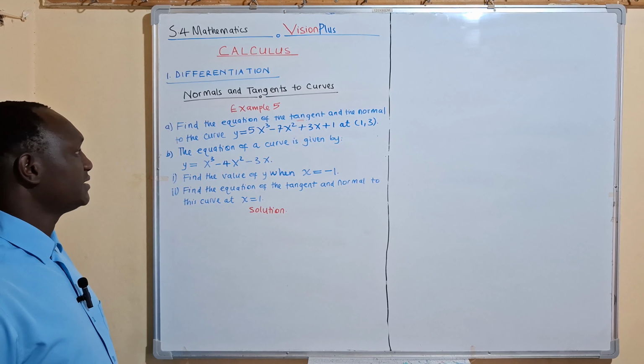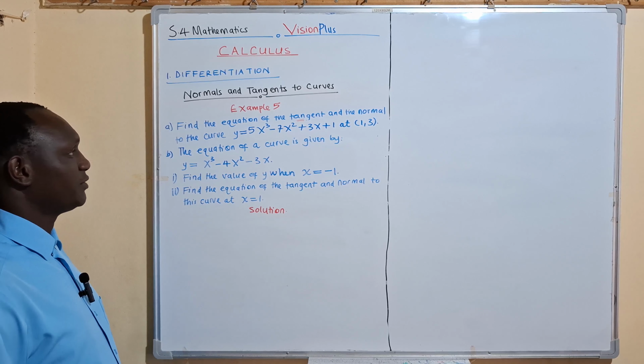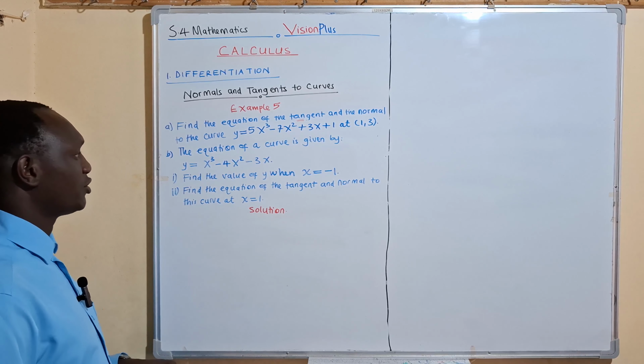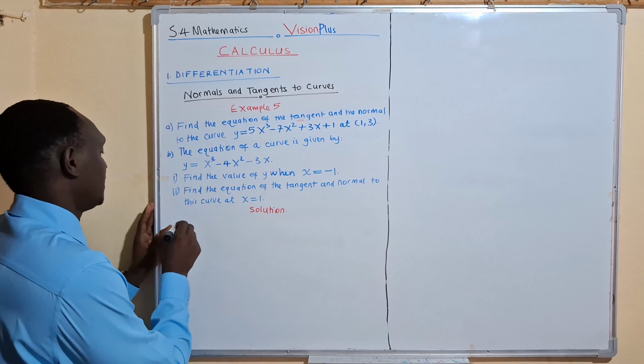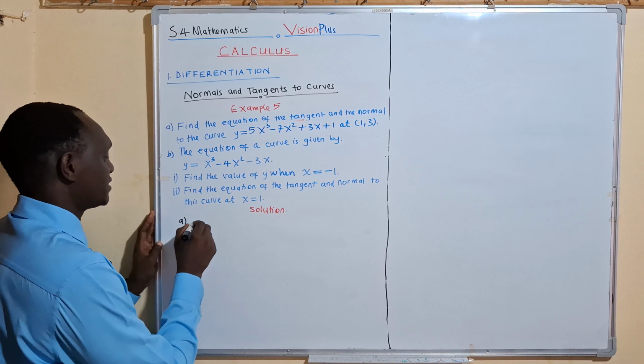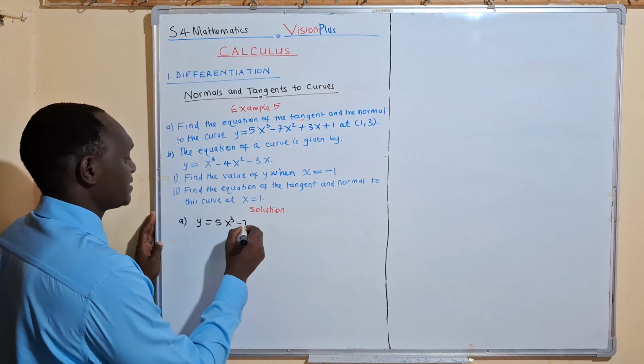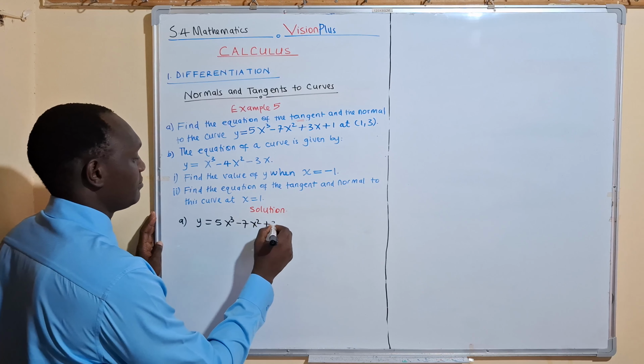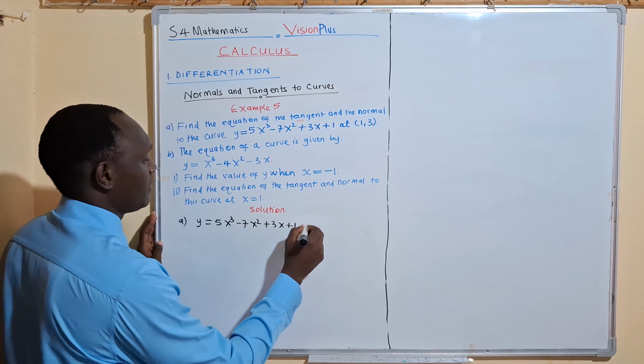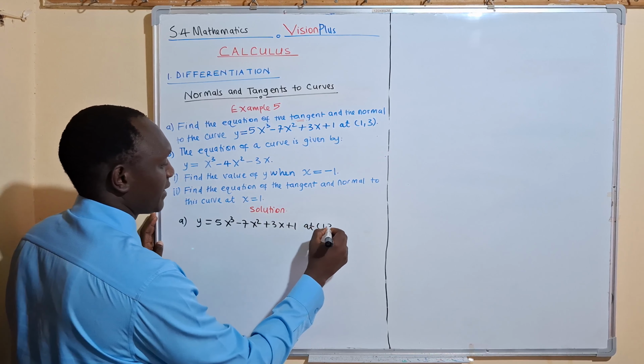We are now doing the last example under normals and tangents to curves. Example 5 says, find the equation of the tangent and the normal to the curve. Part A, the curve is given as y equals 5x cubed minus 7x squared plus 3x plus 1 at the point (1, 3).